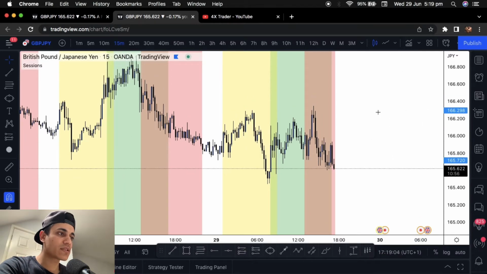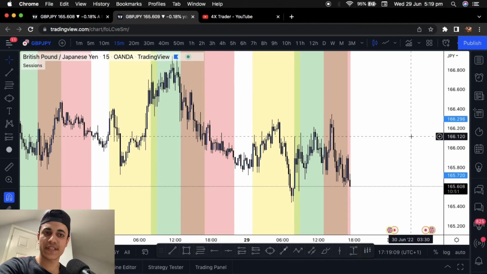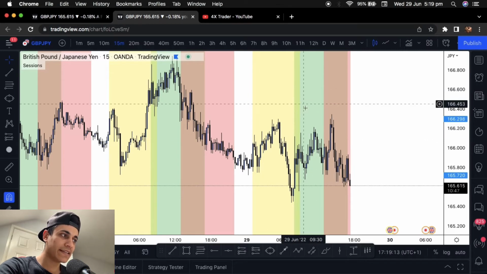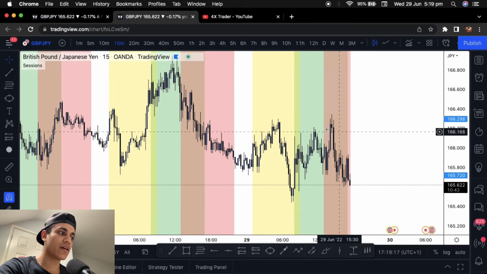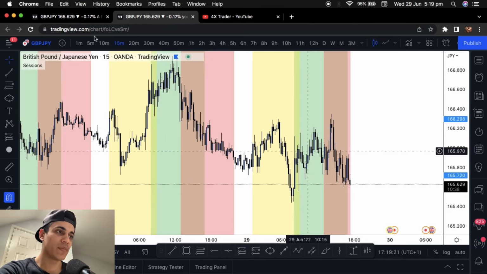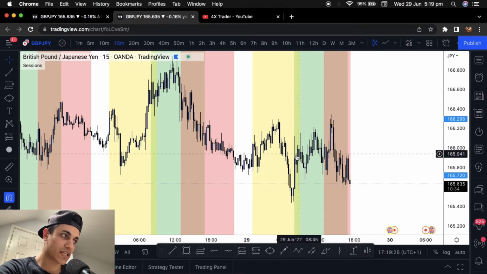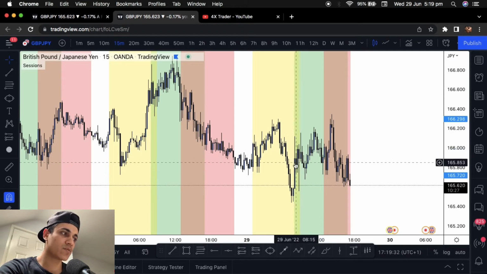Now this will give you an idea of what your pair likes to do in different sessions. We've got the Tokyo session, Asia, we've got London, and then we have New York. You can see this is an overlap. This is where most of the volatility happens, obviously, because this is GBP/JPY. And this mini little section here between 7 and 9 is the most volatile as well, because that's when Asia and London overlap.